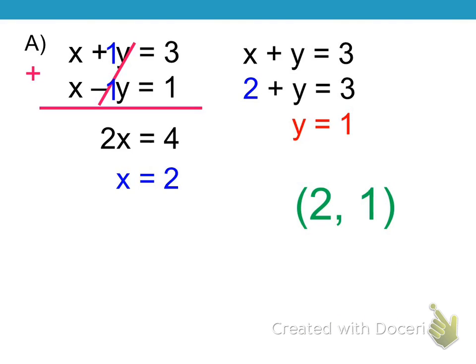If I graphed this, these graphs would cross at 2, 1. Or if I got this x by itself and plugged it up in here for this x and then found x and y, I'd still get 2, 1. Whichever method you use to solve, you should get the same answer. And when you plug the answer back in, you should get two equations that are true. What are your questions?